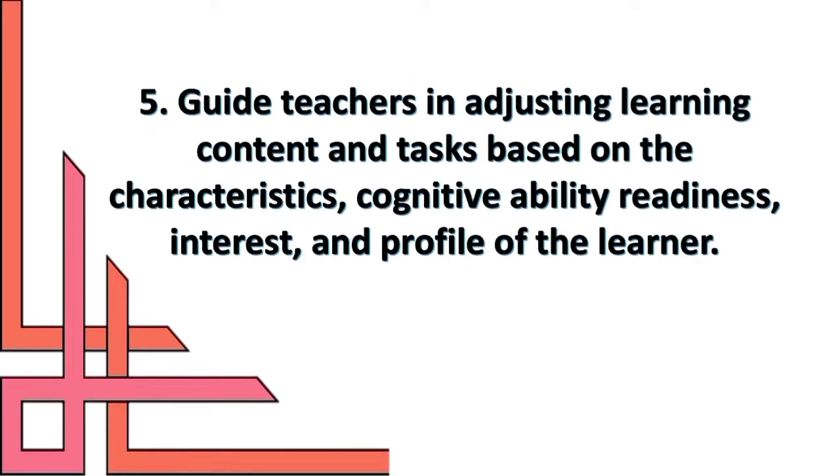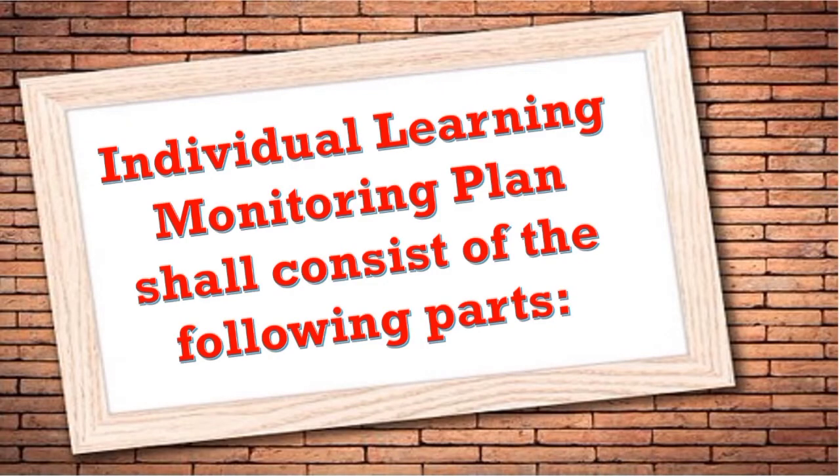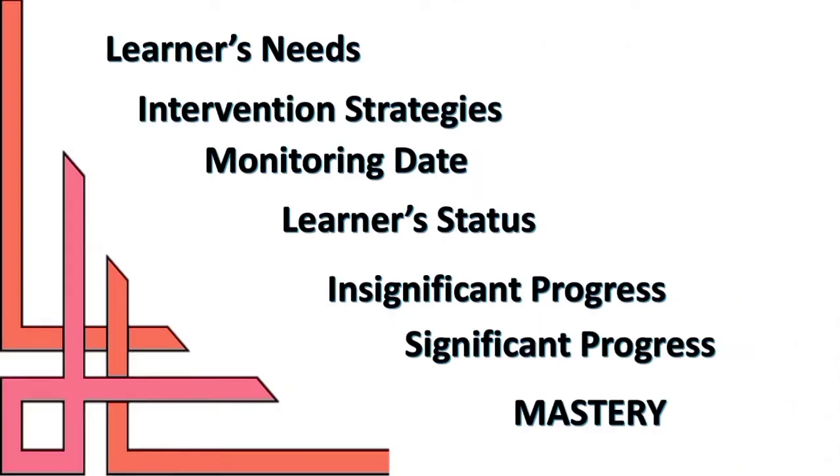Fifth, guide teachers in adjusting learning content and tasks based on the characteristics, cognitive ability, readiness, interest, and profile of the learner. The individual learning monitoring plan shall consist of the following parts. We have learners' needs, intervention strategies, monitoring date, learner status, insignificant progress, significant progress, and mastery. Let's take a look at it one by one.